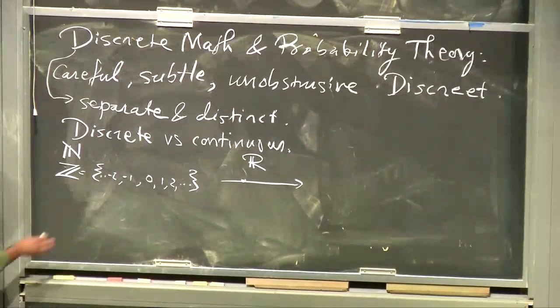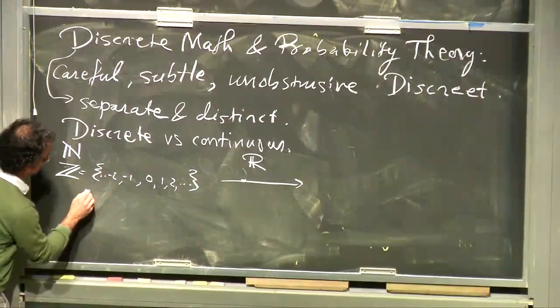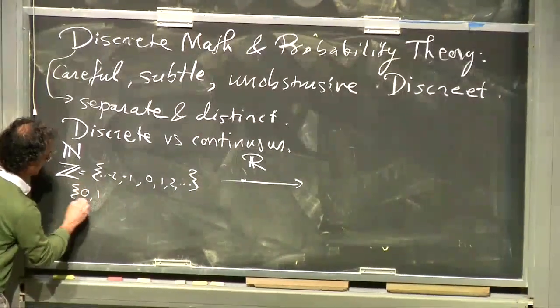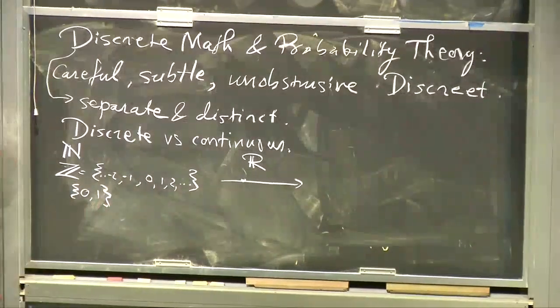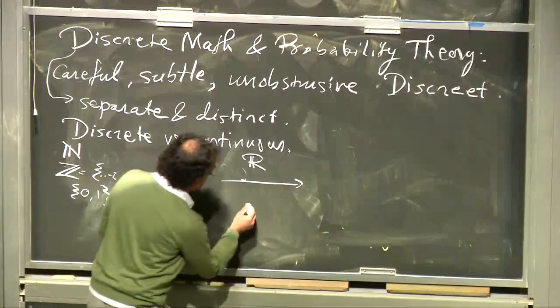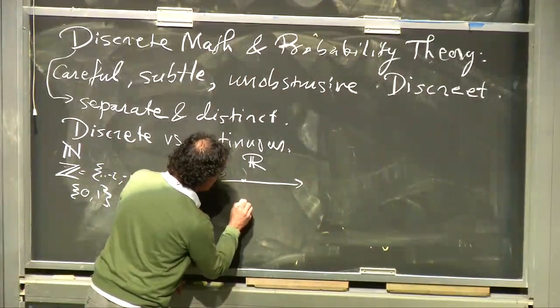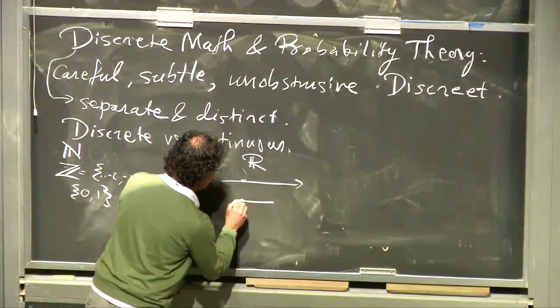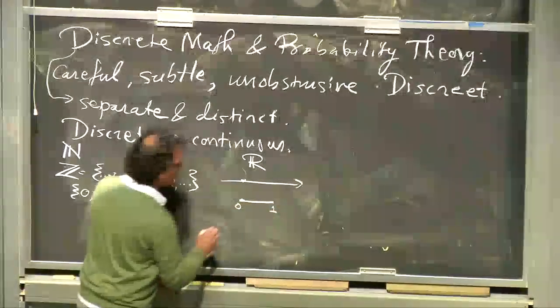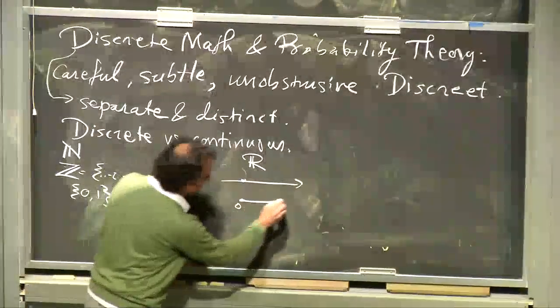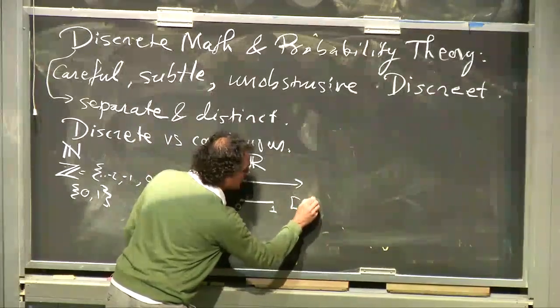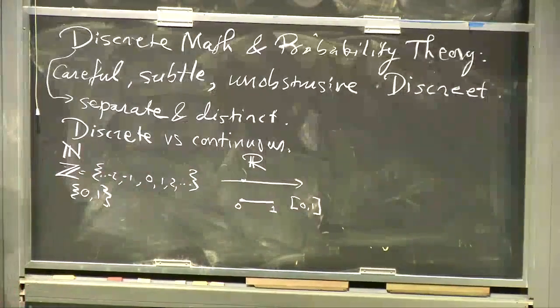Or for example, discrete would be something like 0 and 1, whereas continuous would be the segment between 0 and 1. All real numbers between 0 and 1. So you might denote it by, usually it's denoted like this.